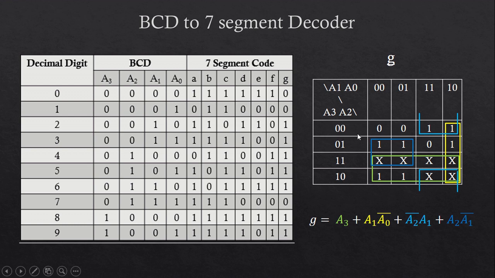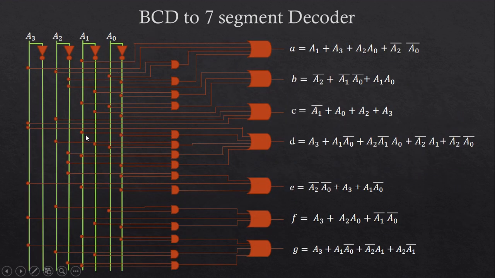So, according to the expressions, the logic diagram looks like this. Let us verify it for the segment B. B is A2 bar or A1 bar A0 bar or A1 A0. I'll repeat. B is A2 bar or A1 bar and A0 bar or A1 and A0.